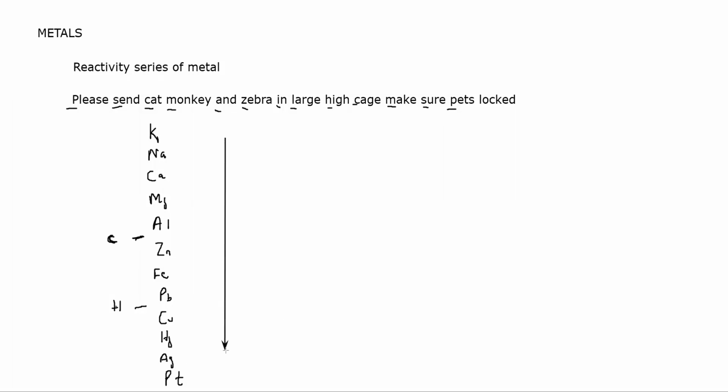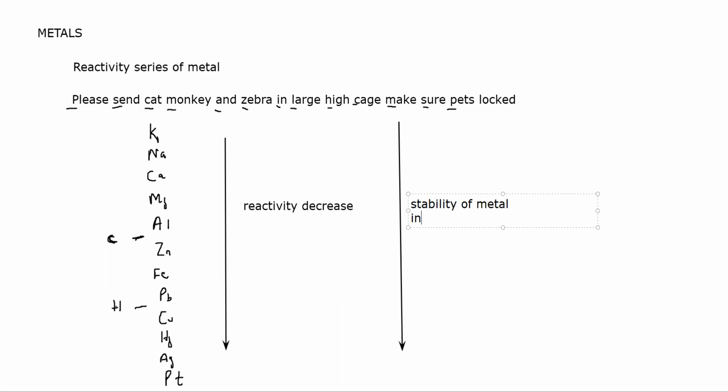So as we go down, what we observe, the reactivity decreases. They become less reactive, or they don't react easily as we go down in this series. Same thing, stability of the metal increases as we go down the group. What is the meaning of stability of metal increase? For example, you have potassium and you have platinum.